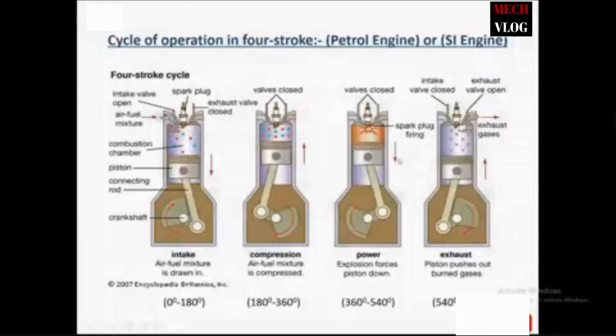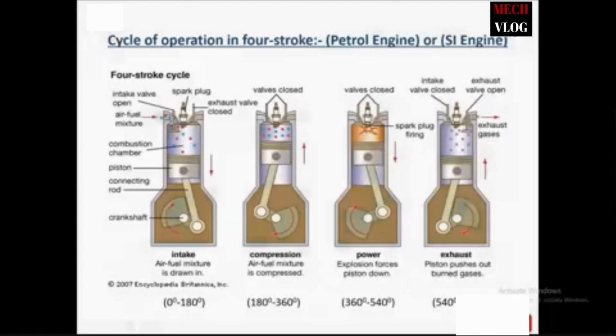As you can see, right now our piston is at top dead center. Due to the compression, we have high pressure and high temperature in this section. Inside that we have the air-fuel mixture, and these two valves are closed. At the same time, the spark plug ignites. Due to that ignition, instant heat is produced and the air-fuel mixture burns. Due to that burning, the power stroke is produced, pushing the piston downwards, so we get that power.